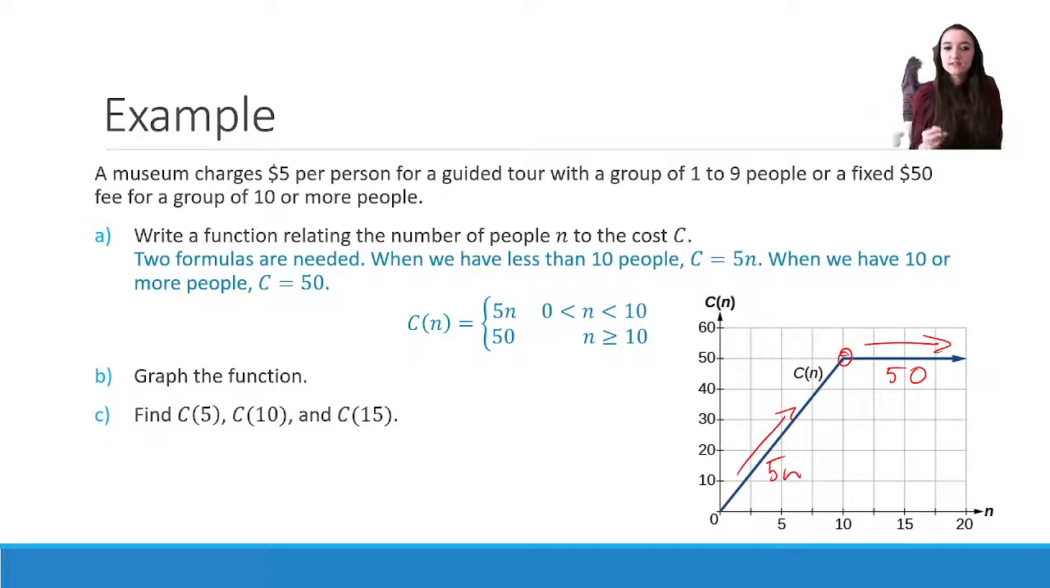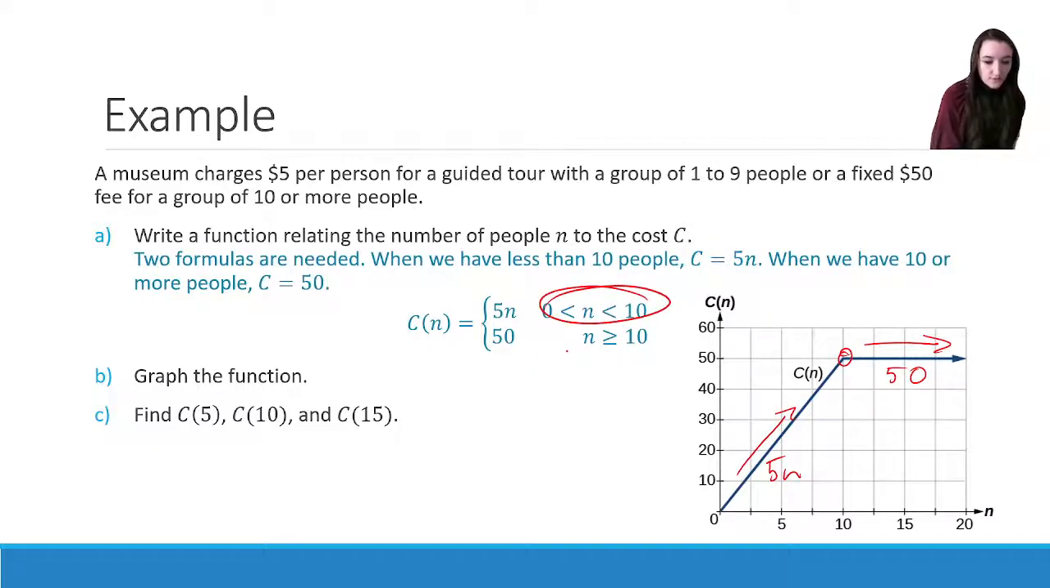So if I want to find c of 5, c of 10, or c of 15, then I just need to plug in 5, 10, and 15 into the proper interval. So c of 5, I can either look at the graph or I can look at my function. In this case, I'm going to look at my function. To plug in 5, all I have to do is look at which interval I am on. So 5 is between 0 and 10, so I'm on this first interval, so I'm going to plug into the first equation.